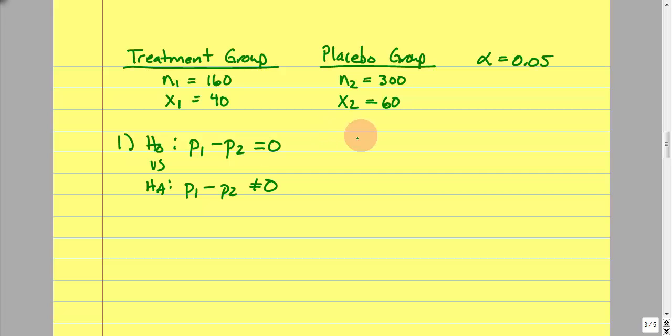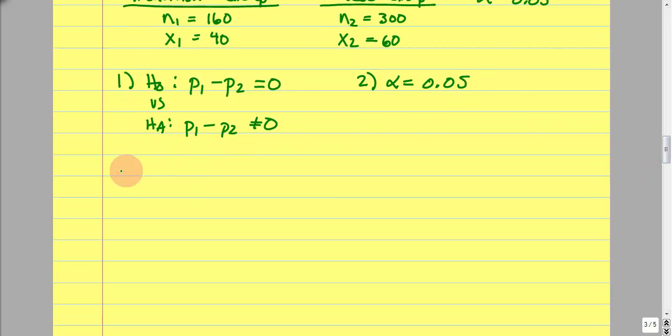So that's step 1. Step 2 of hypothesis testing is we state our level of significance. Step 3, we go ahead and calculate our test statistic.